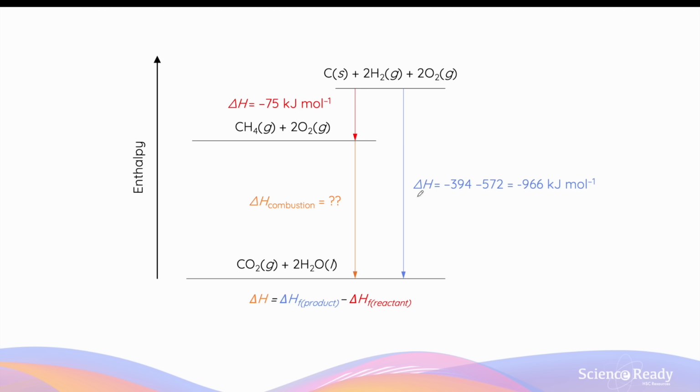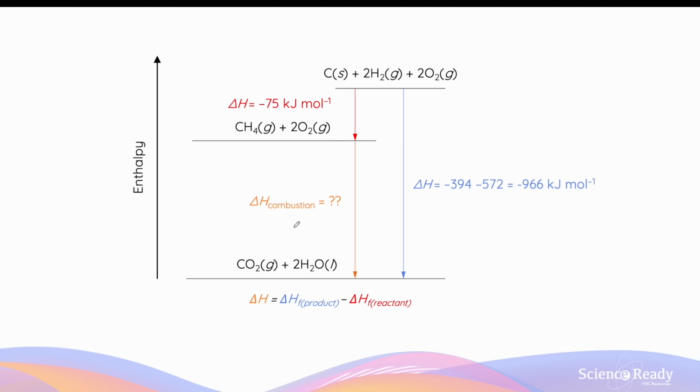The blue arrow represents the formation of carbon dioxide and water, which are the products of combustion reactions. The enthalpy of formation of carbon dioxide was minus 394 kilojoules per mole, and the enthalpy of formation of 2 moles of water molecules was minus 572 kilojoules. So when we combine the two, we'll get a total of minus 966 kilojoules. The formation of methane and the products CO2 and water can be derived from the same reactants, carbon, hydrogen, and oxygen. That's how they're related on this energy diagram.